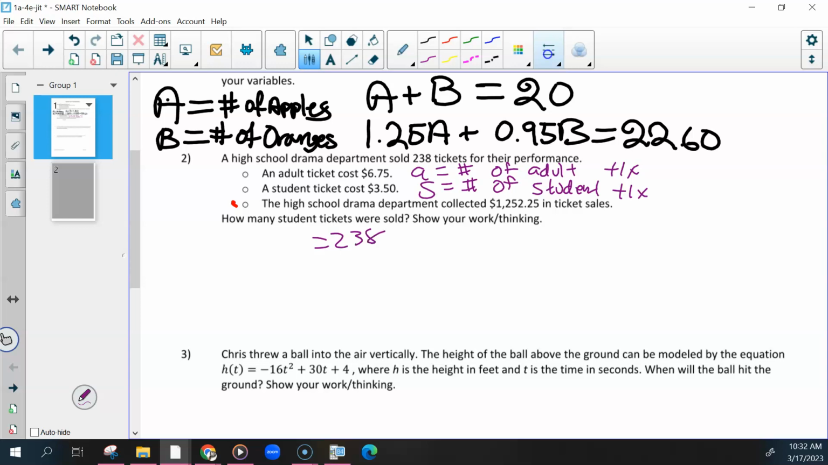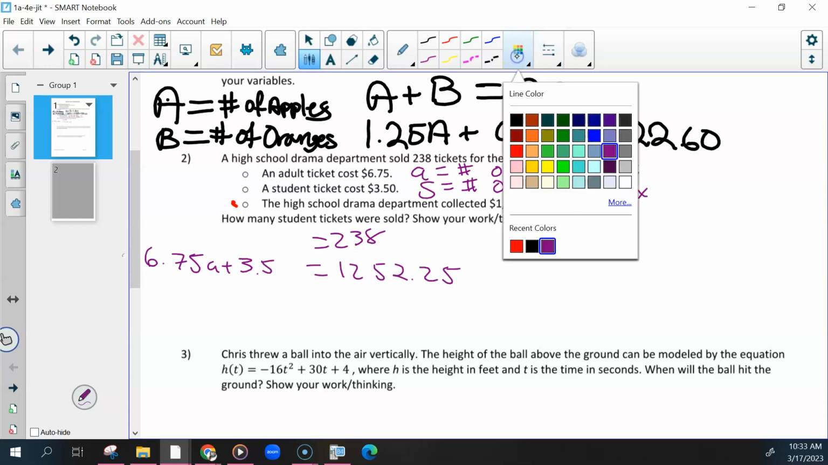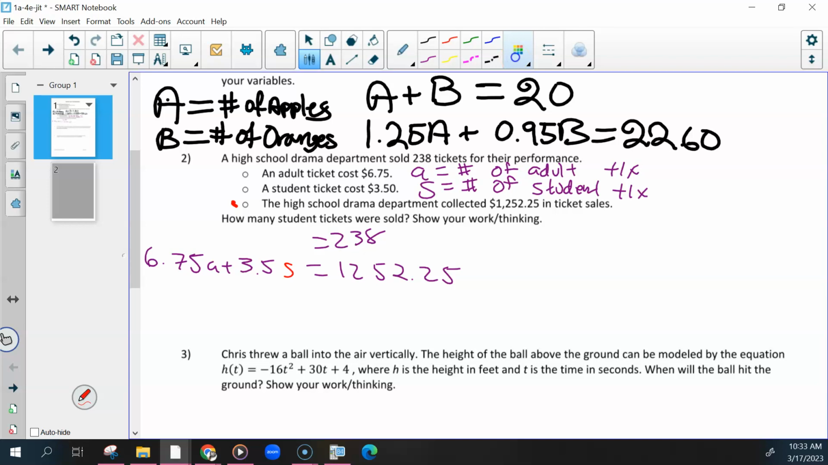You are also given 4 numbers in this one, so it'll be set up very similarly. 238 and 1252.25 are your totals. Money goes with money, so 675A plus 3.5S goes with that one. And then the other one would just be A plus S, or S plus L, either one, or whatever variables you use. Then however you solved it is fine.